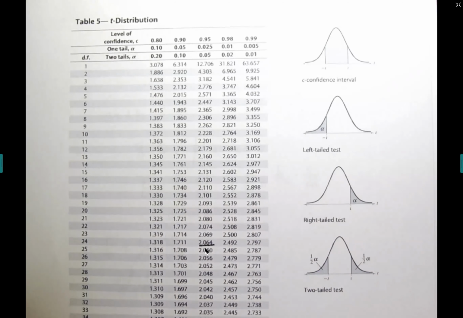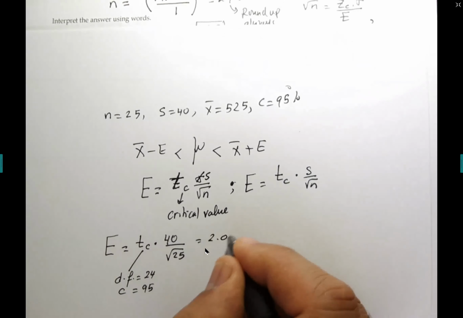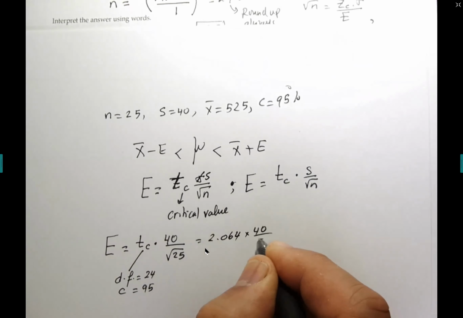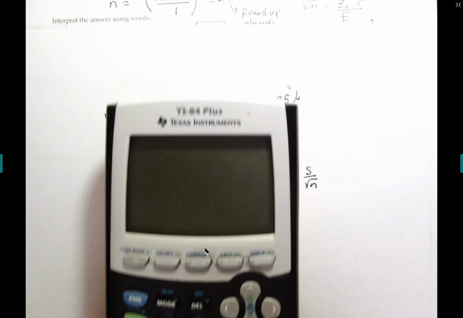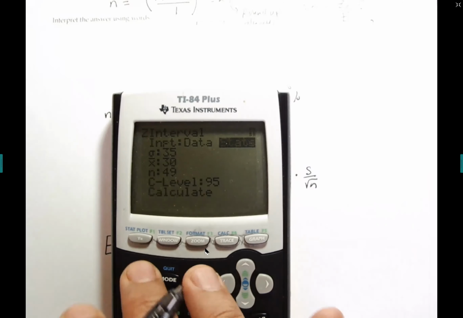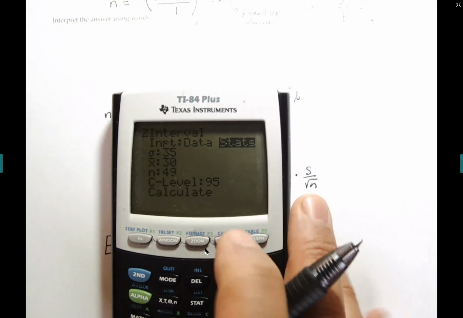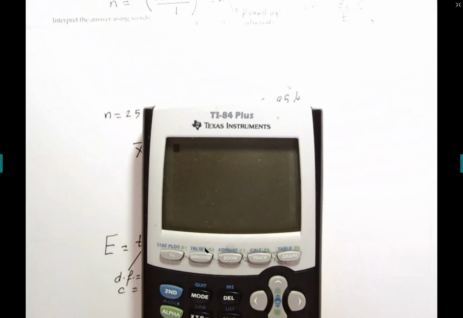Well, I will show you how to use technology as well to find it if you don't want to carry that table around with you. So that will be 2.064 times 40 divided by square root of 25, which is 5. Let me do the math. And we're almost done, guys. That's the end of section 6.2. Once you learn how to do this, we just need to do some practice now. So 2.064 times 40 divided by 5. I'm glad attendance is good today. So 16.51.